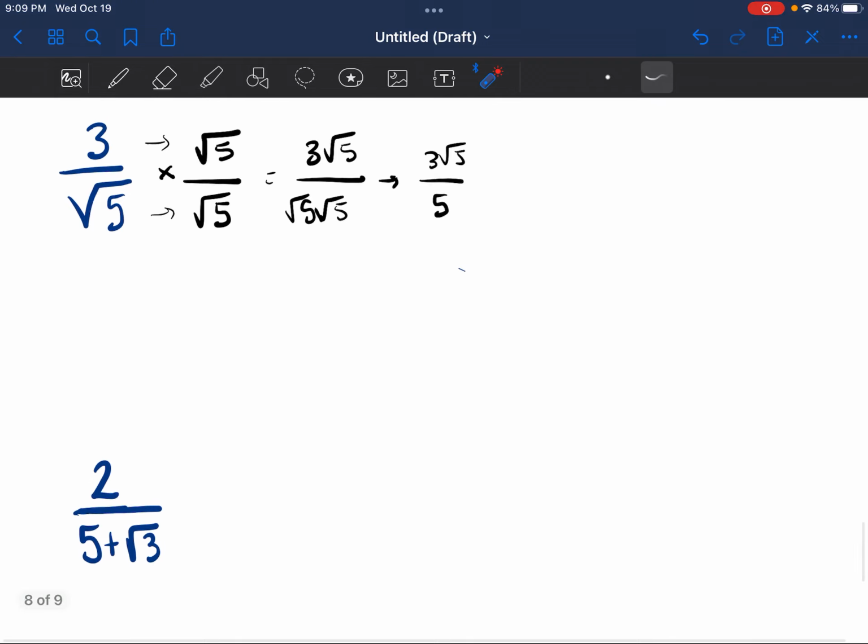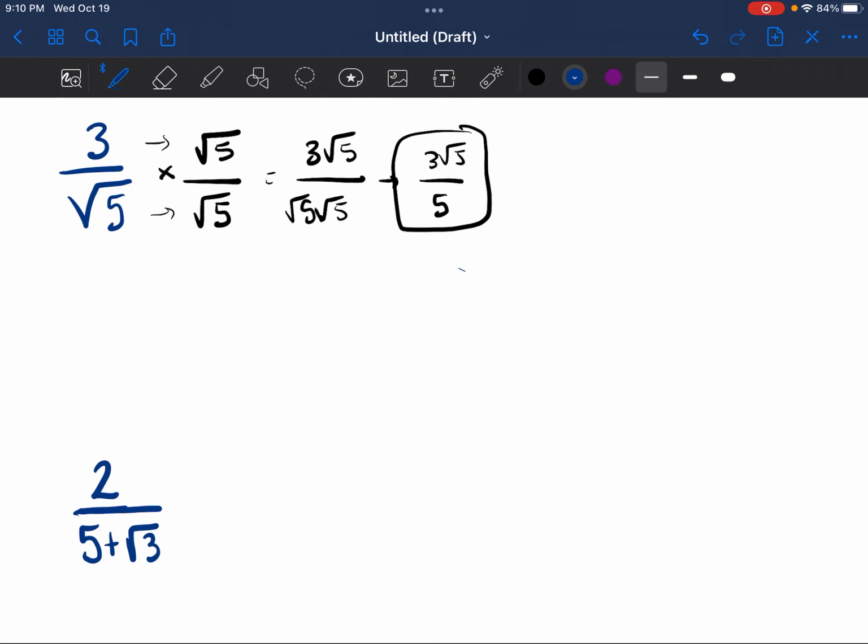So at this point in this question, we are finished. This is in its most simple form. I cannot reduce the square root of 5 and the 5 here because they are not similar. Like this is a square root of 5 and this is a regular 5. So we can't actually reduce those. We can only reduce the whole numbers.